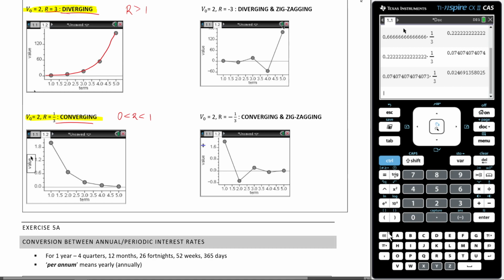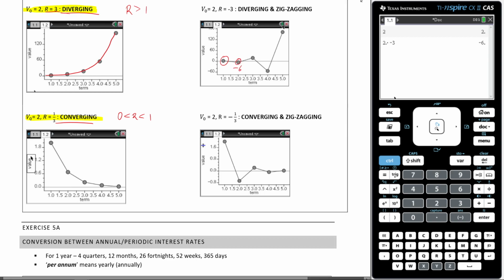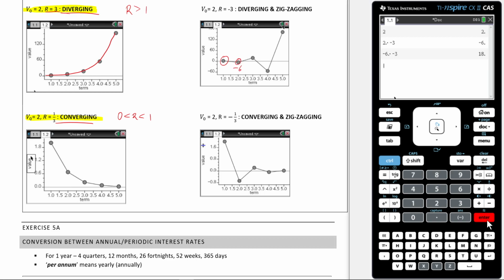Could you come across something that looks like this? Perhaps. Let's now talk about diverging zigzagging and converging zigzagging. This is what happens when your r value is negative. Let's take this first one to begin with. It says we're starting at 2. So let's come to our CAS here, and we'll start at 2. Then I'm going to multiply it by -3. That means my next number is -6. If I hit enter again, I'm going to get positive 18.